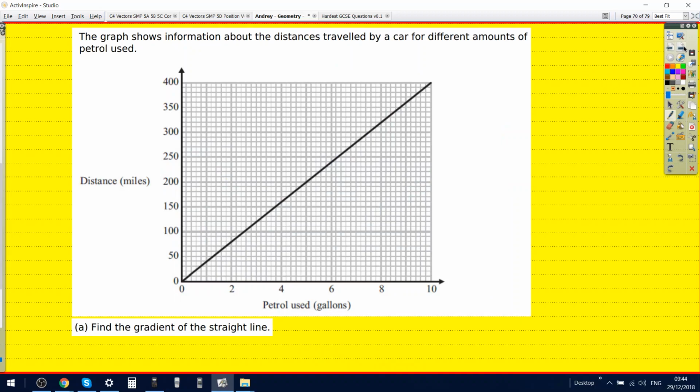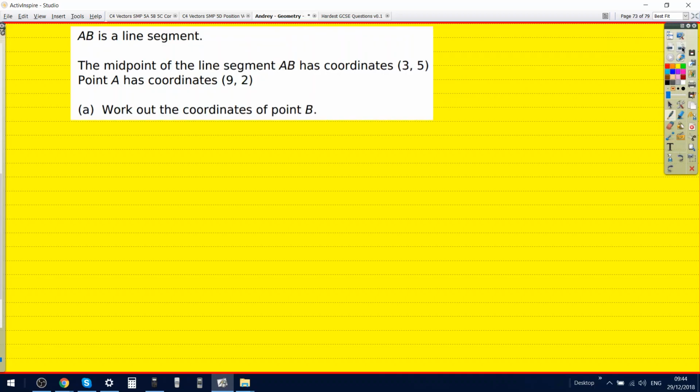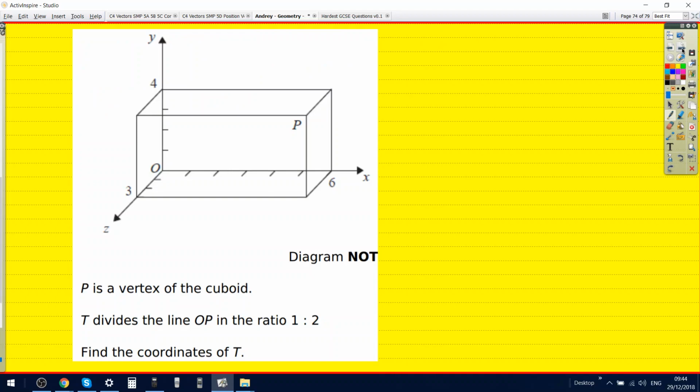Gradient in a straight line, we did this a million times. Gradient, we did these. What is this? So I think it's y equals just gradient. Is it minus a quarter? Yeah, that's fine. I think we did it. Okay, how about this one?